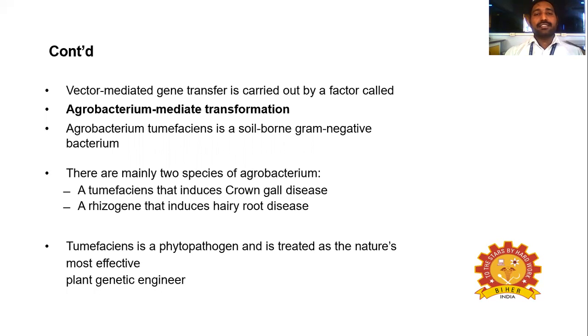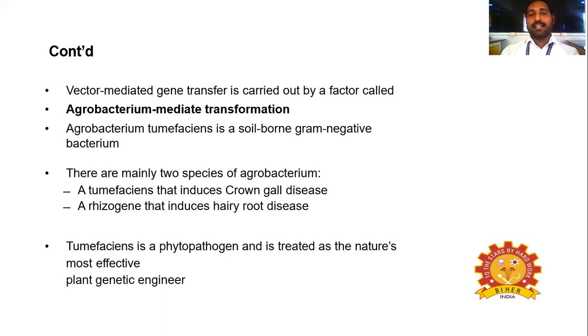And also these transgenic plants can be produced through vector mediated gene transfer, which is carried out by a method called Agrobacterium mediated transformation. This particular bacterium is mainly used for making transgenic plants. So if you want to generate a particular transgenic plant, you can go for Agrobacterium mediated transformation. And next one, we have Agrobacterium tumefaciens.